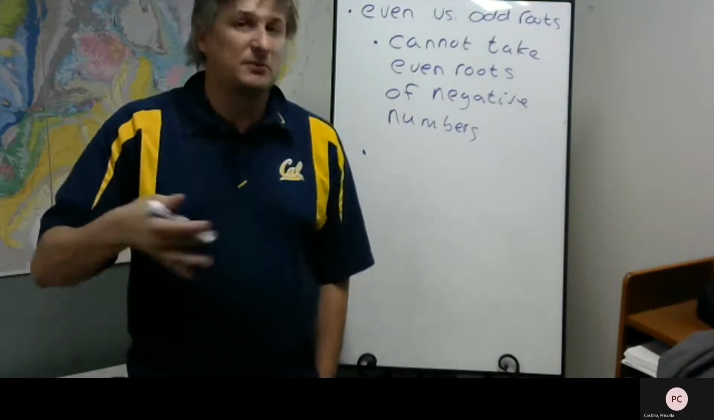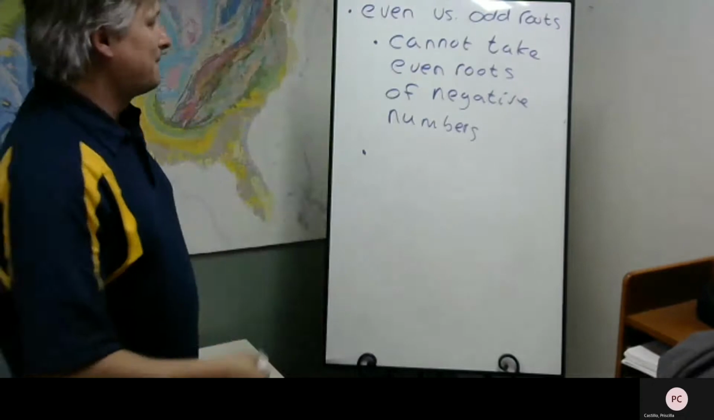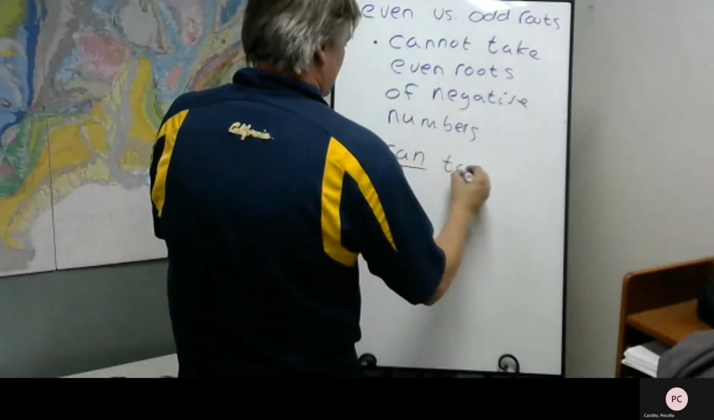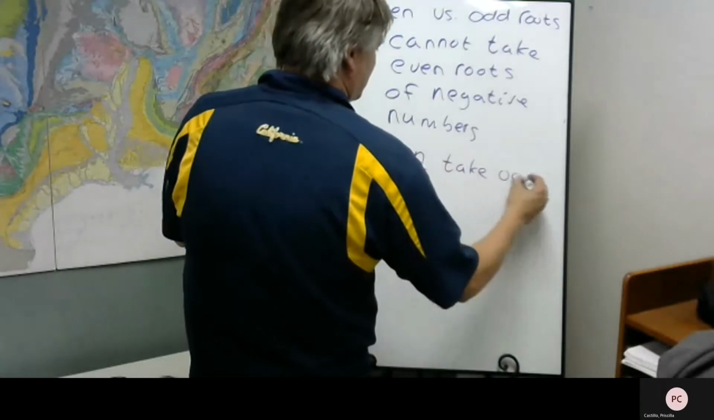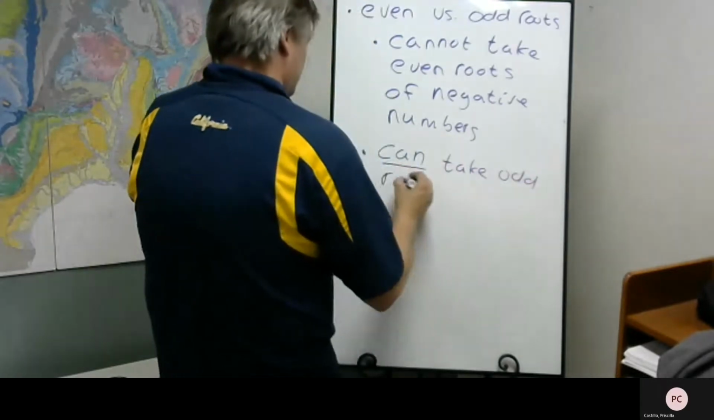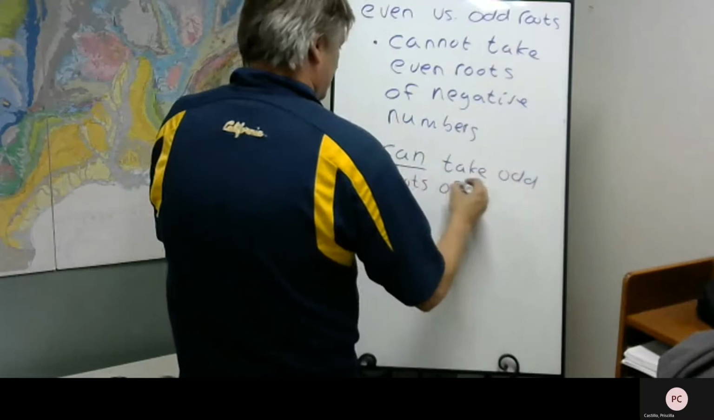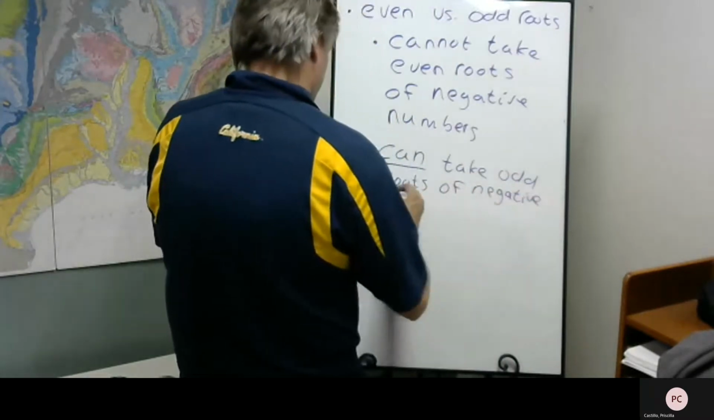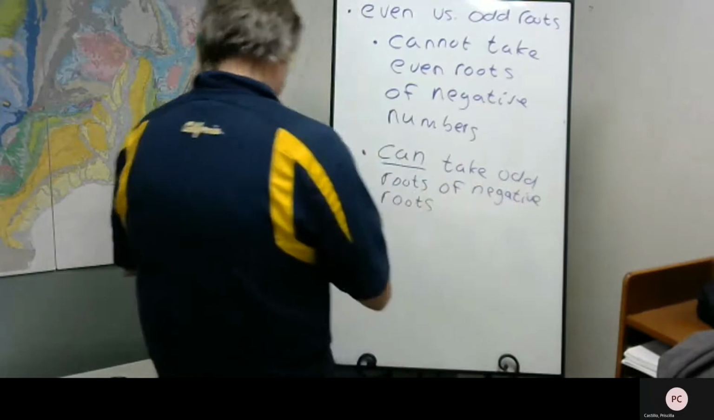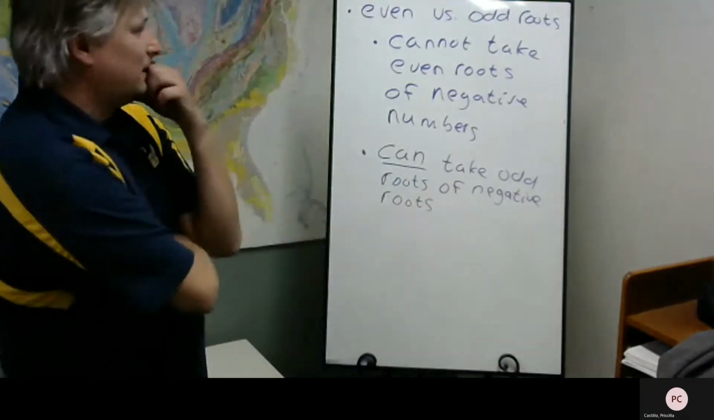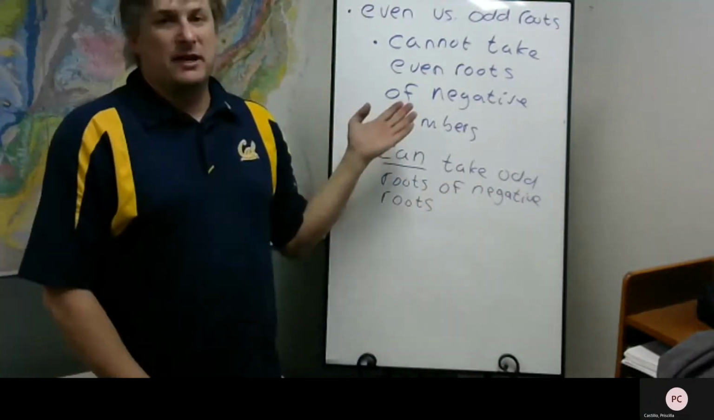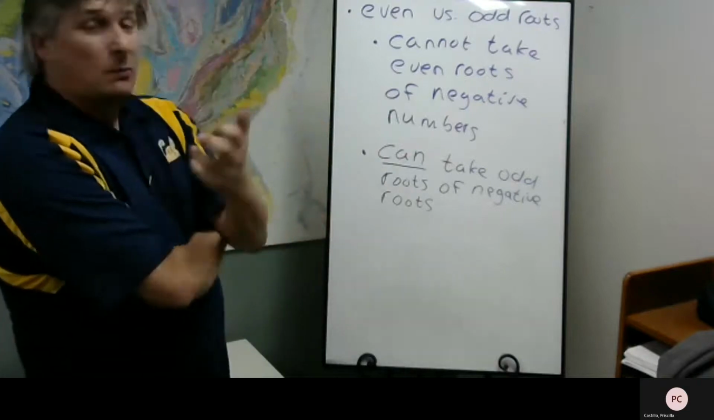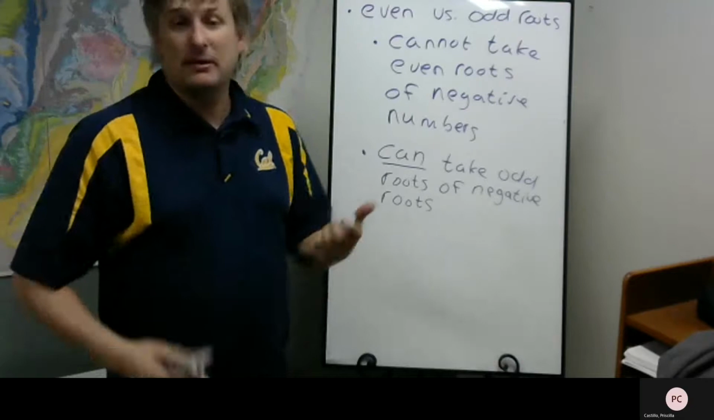And we'll do an example, sort of separating those two out. But you can take the odd roots of negative numbers. That's okay. So if you can't take even roots of negative numbers, you can take odd roots of negative numbers. Now, why is this? Well, let me give you an example.